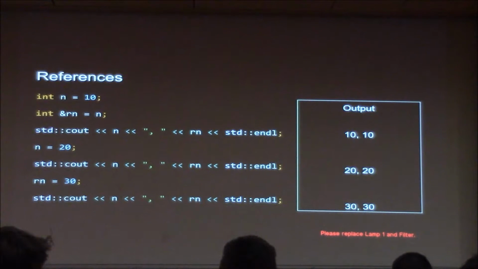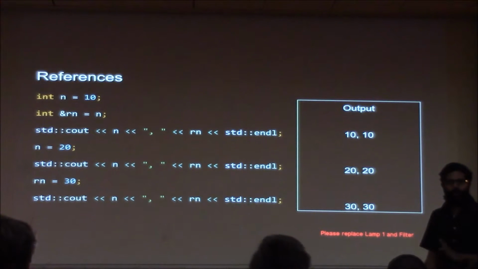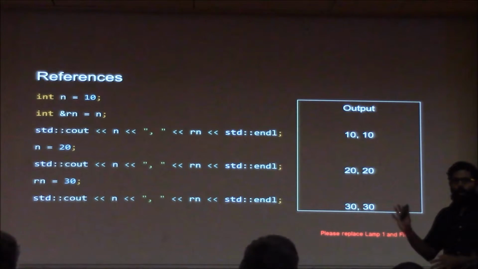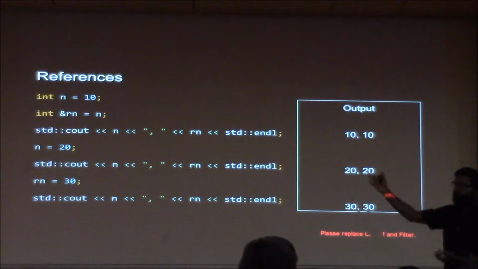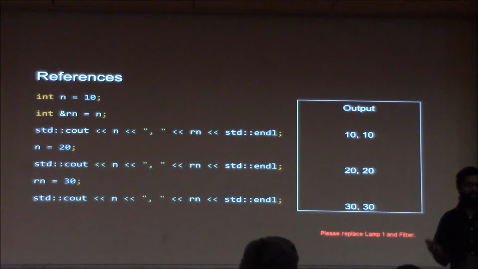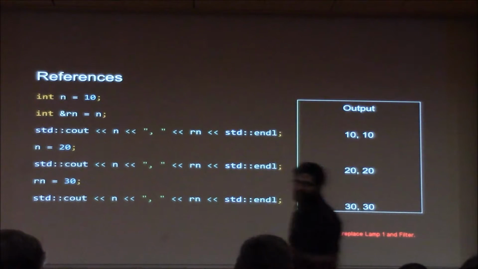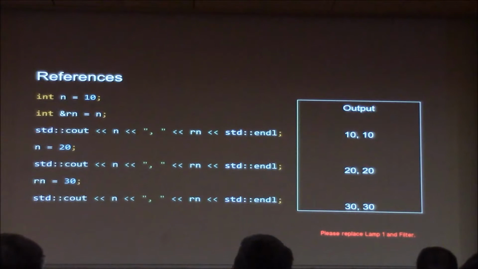So, from this simple piece of code that we saw here, let's try to understand what these references even mean. If we change n, both n and Rn are changing. If we change Rn, again both n and Rn are changing. So what does it even mean? Why do we even have this reference variable? That is the question right now.